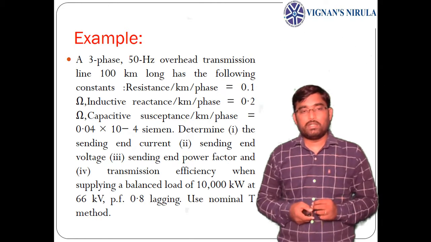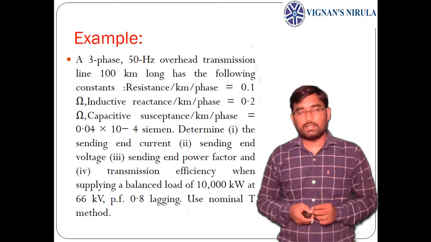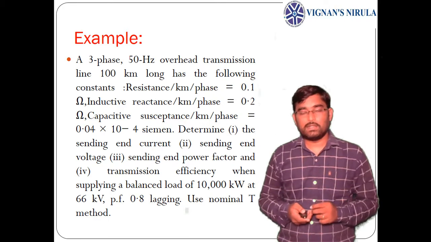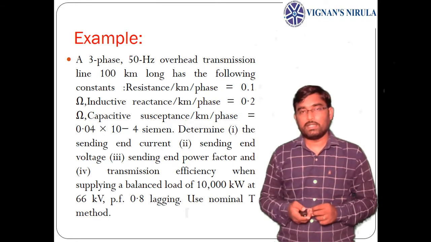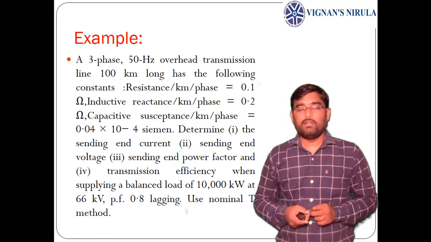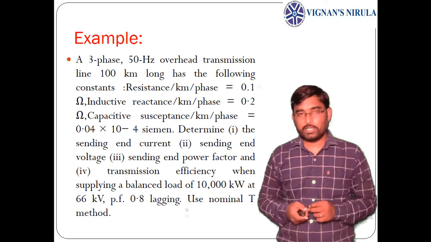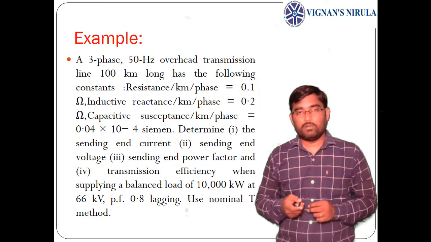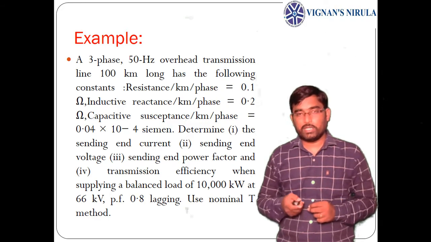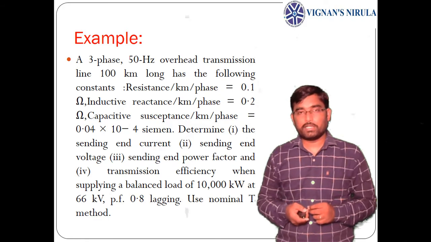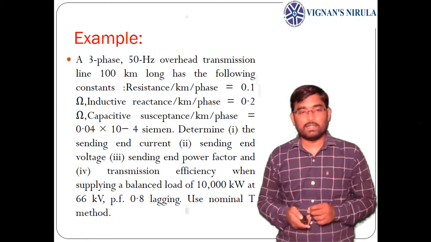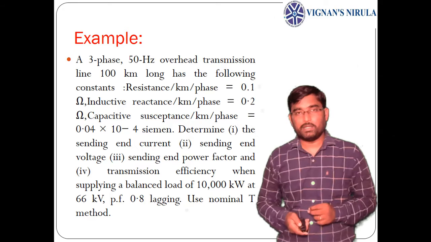Now determine the sending end current, that is Is, sending end voltage, that is Vs, sending end power factor, that is cos phi s, and transmission efficiency when supplying a balanced load of 10,000 kilowatts. So receiving end power is given at a voltage of 66 kV, receiving end voltage is given, power factor of 0.8 lagging, cos phi r is given. So use nominal T method.